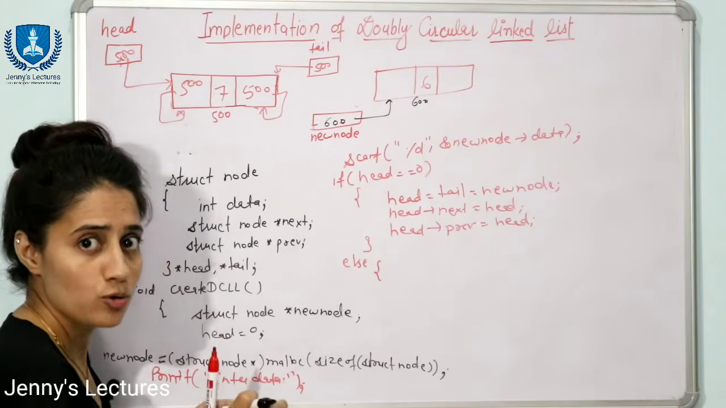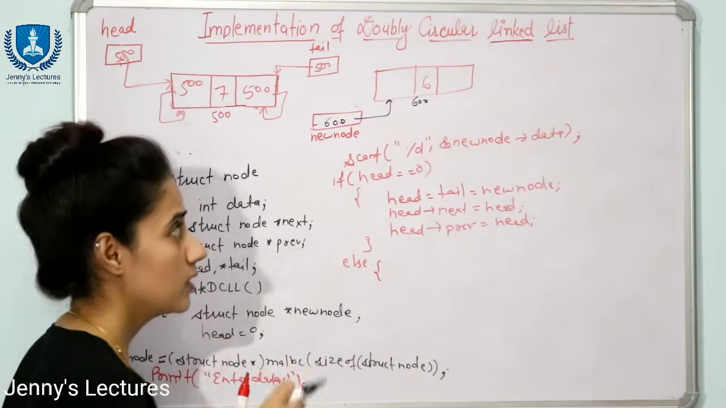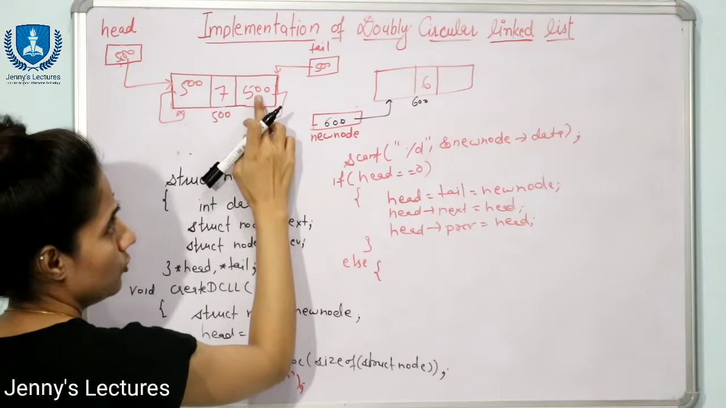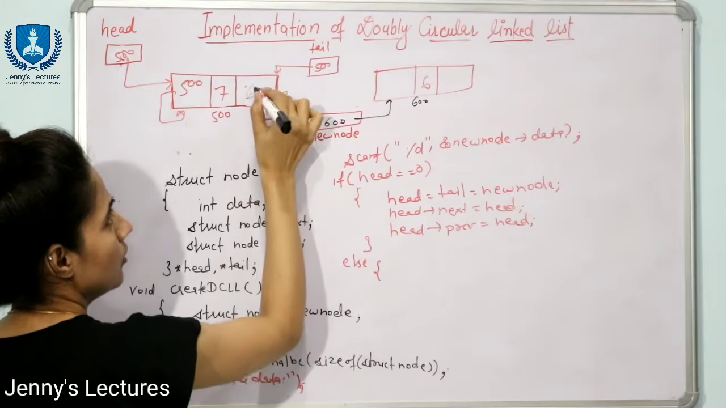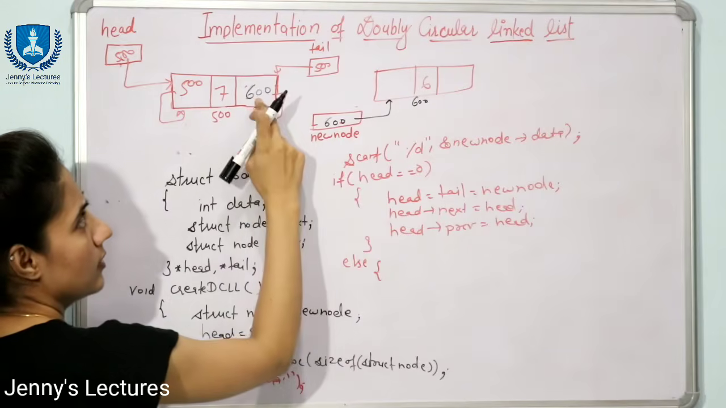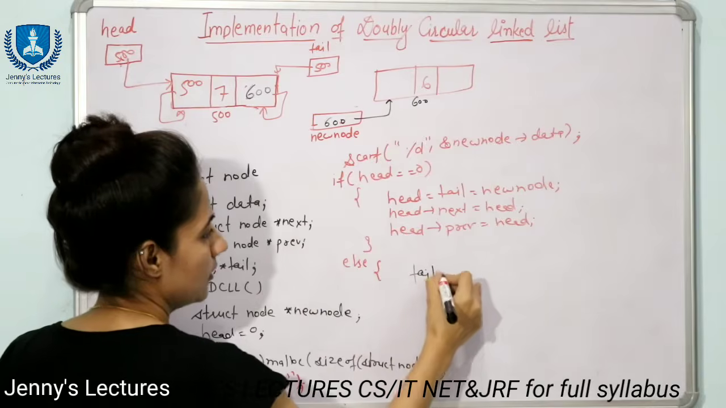See, in this case also you need to take care which line you need to write first, right? See, now here I need to store 600, address of the next node, right? 600. So how will you access this part? Tail is pointing to this node, tail of next. So here I can write tail of next.